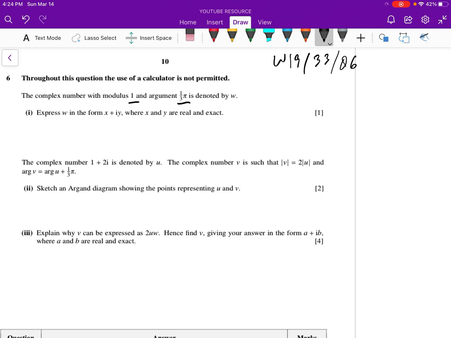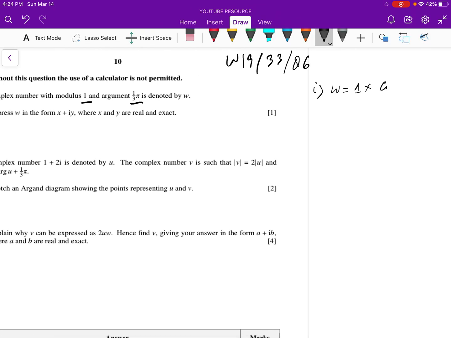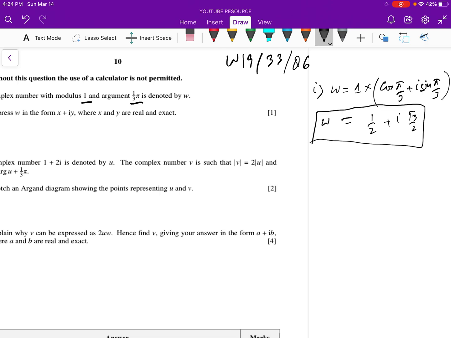So we can write it in the modulus-argument form first, which is 1 times cos pi by 3 plus i sin pi by 3. Now if we plug in the value of cos pi by 3, which is half, and i sin pi by 3, which is root 3 over 2, this is how we can express w in the form x plus iy.